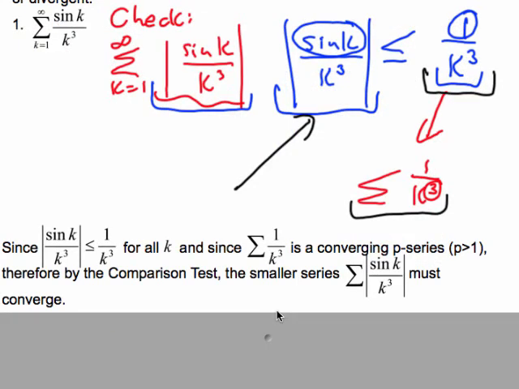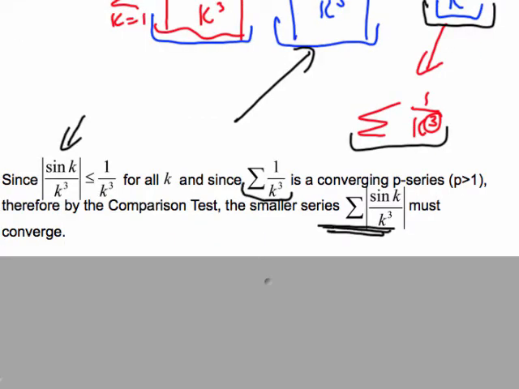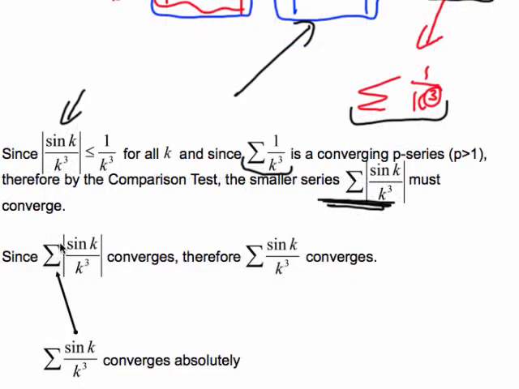So writing that argument up, we're saying that since the absolute value of my original series is less than or equal to 1 over k cubed for all k, and since I know that this series is a converging p series, therefore by the comparison test, my smaller series must converge. And since I've shown that this series converges absolutely, it means that the original series converges absolutely. I therefore know that my original series converges.